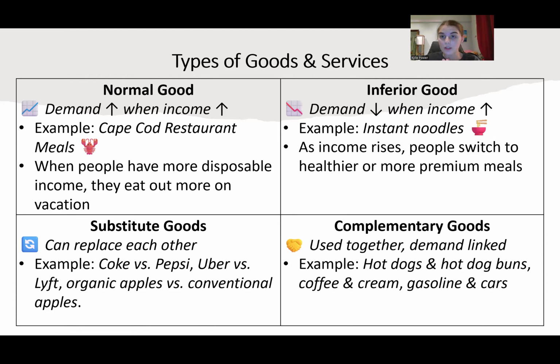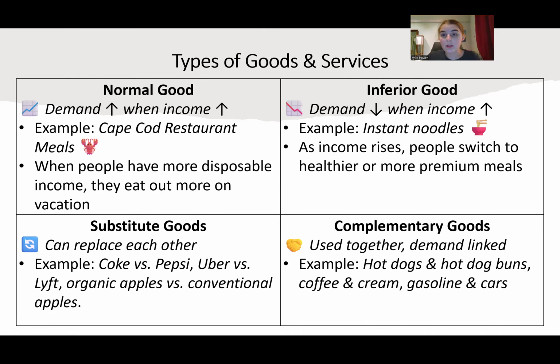There's also substitute goods. Substitute goods are ones that can replace each other. These usually have to do with brands. So Coke, Pepsi. If you're at a restaurant and they only have Pepsi, you'll probably just substitute for that. Uber, Lyft, the competitors. Apple's organic, conventional. If you're at the grocery store, if they don't have one, you'll settle for the other.